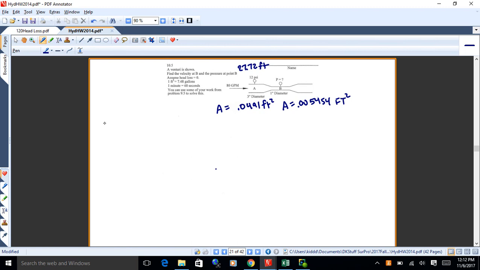All right, and then you want to take 80 gallons per minute and convert it. And when you do that, you'll get 0.178 cubic feet per second. You just have to do the unit conversions there. You've got a couple conversions to do.